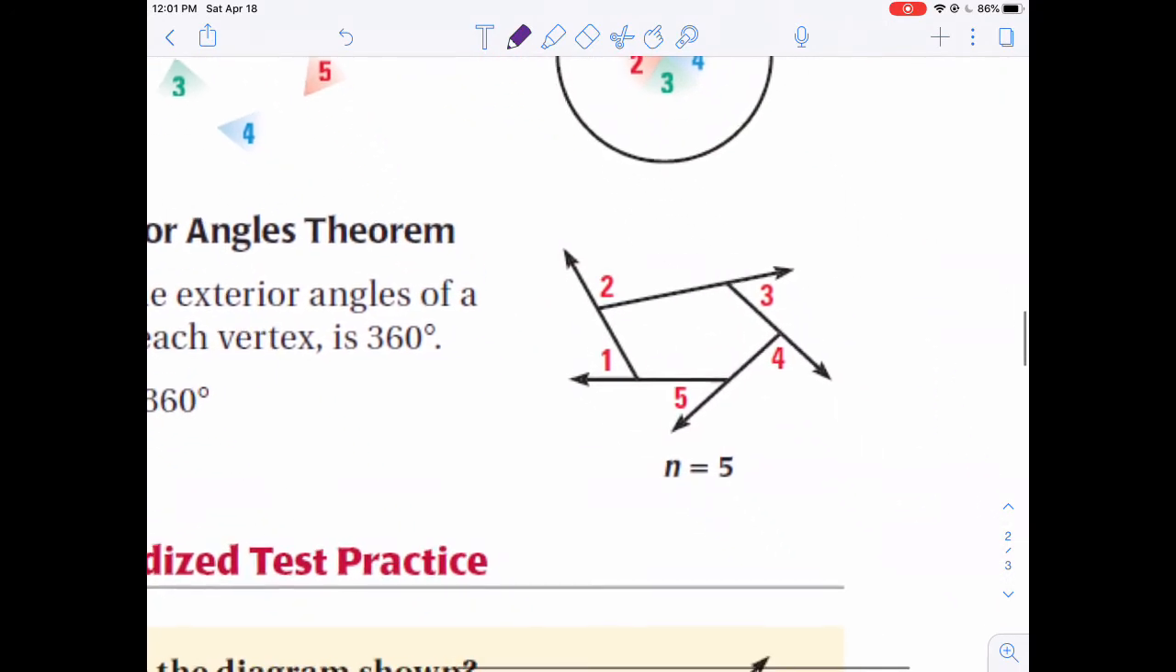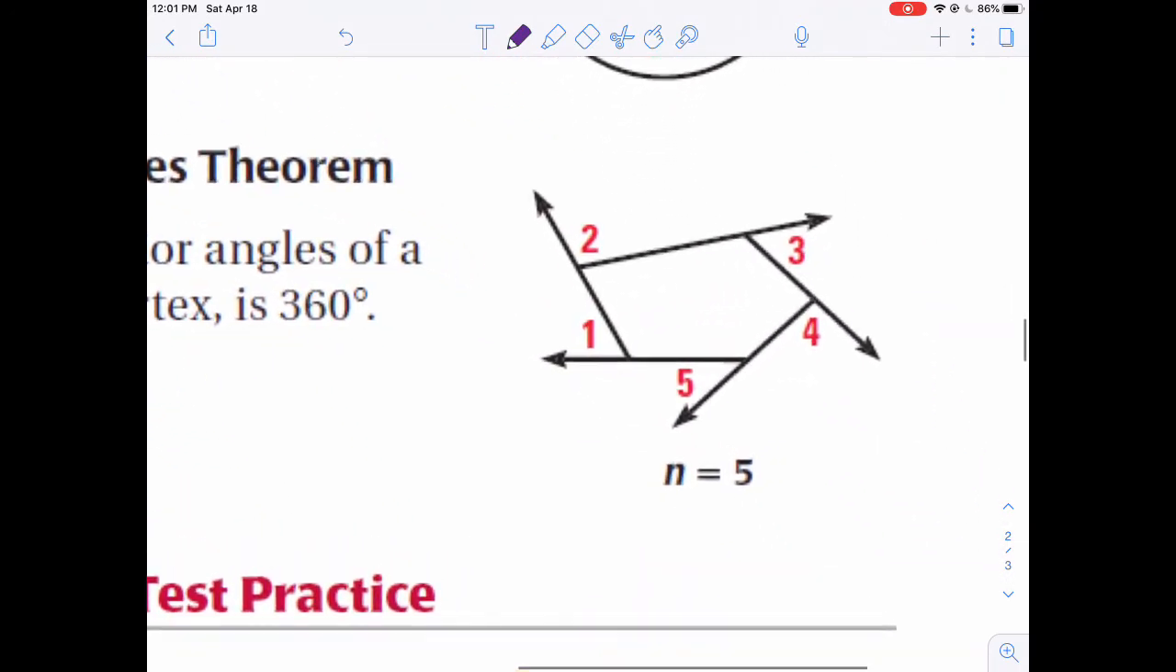Here's a picture of one with 5 sides and 5 angles, and the exterior angles are labeled here for you. Now be careful you know where they're at. Remember, there are 2 at each vertex. It could be that one, or it could be the one on this side. It's just one of those exterior angles. So let me clear that up for you.